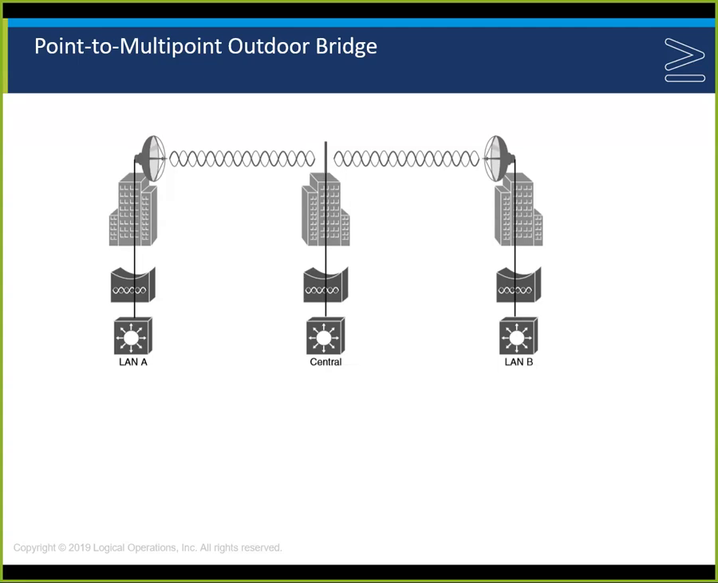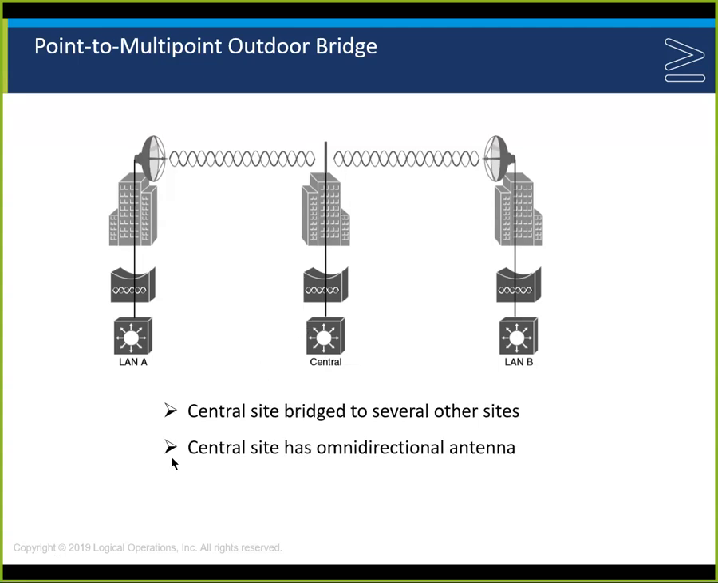The central site has an omnidirectional antenna. It may or may not be omni; it may be focused in each direction. Keep in mind, if it's omni, it's going to go 360 degrees, and you may or may not want that to happen. The central site bridges to several other sites, and it has an omnidirectional or maybe a specialized antenna. The edge sites here have directional antennas.